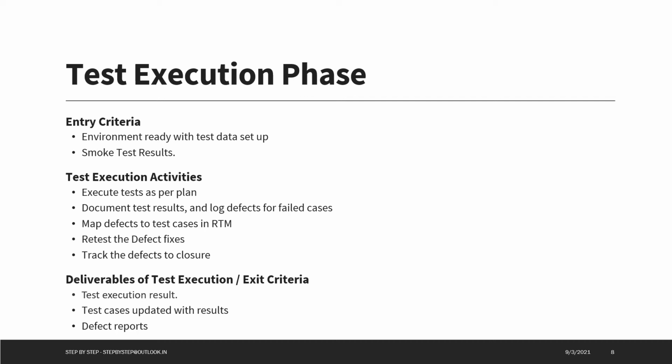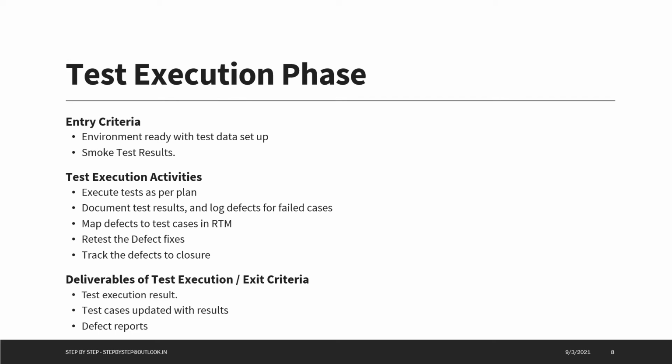So in the test execution, what activities does one need to do? Execute the tests as per plan. Each test case should be executed as per the plan. Document test results. You need to document the test results and log defects for failed cases. Okay, if any of the test cases failed, you need to log the defect for that. Map defects to the test cases in RTM. You need to map whatever defects you are raising into the requirement traceability matrix.